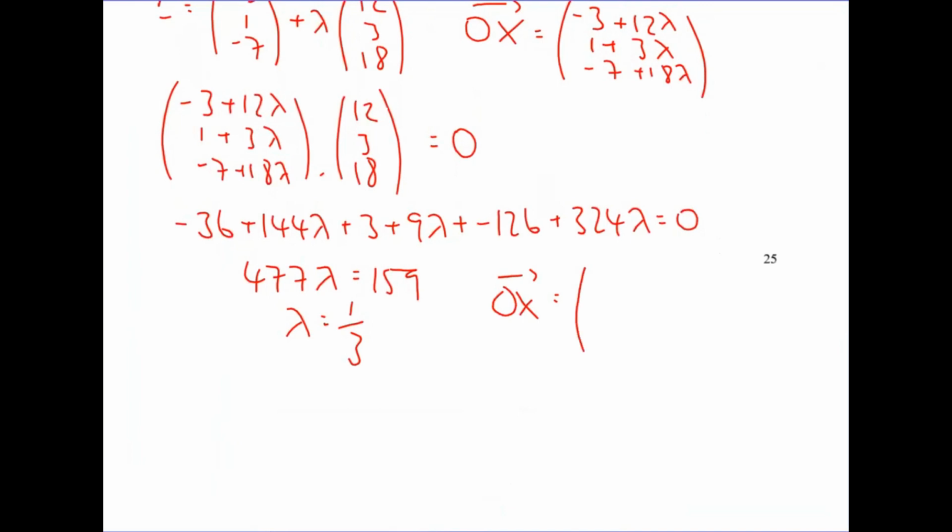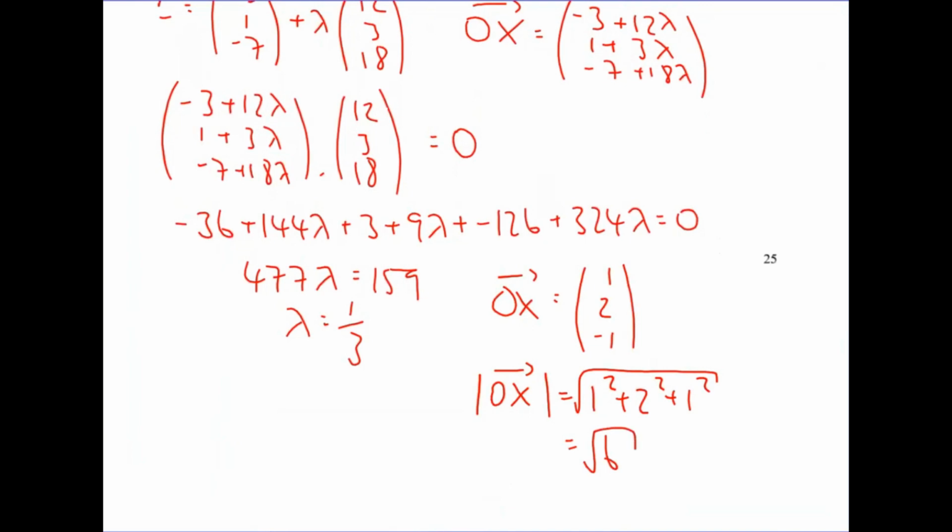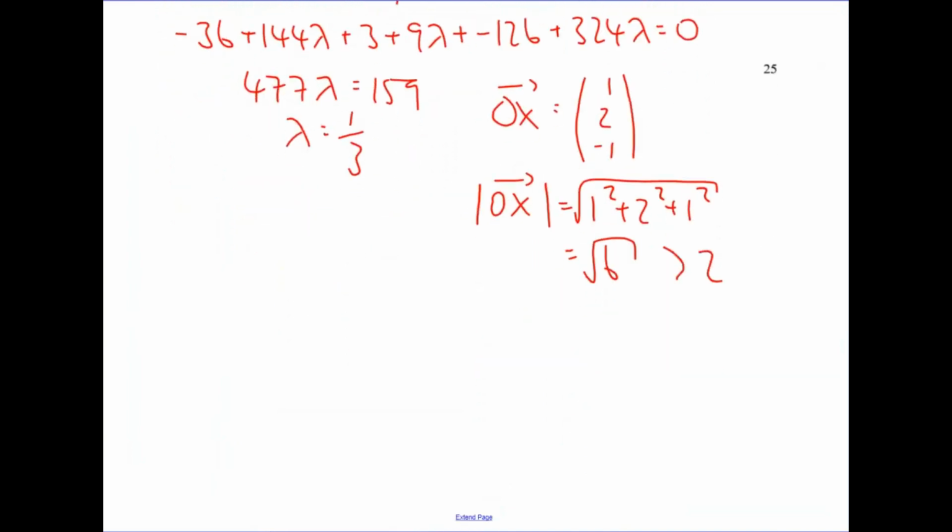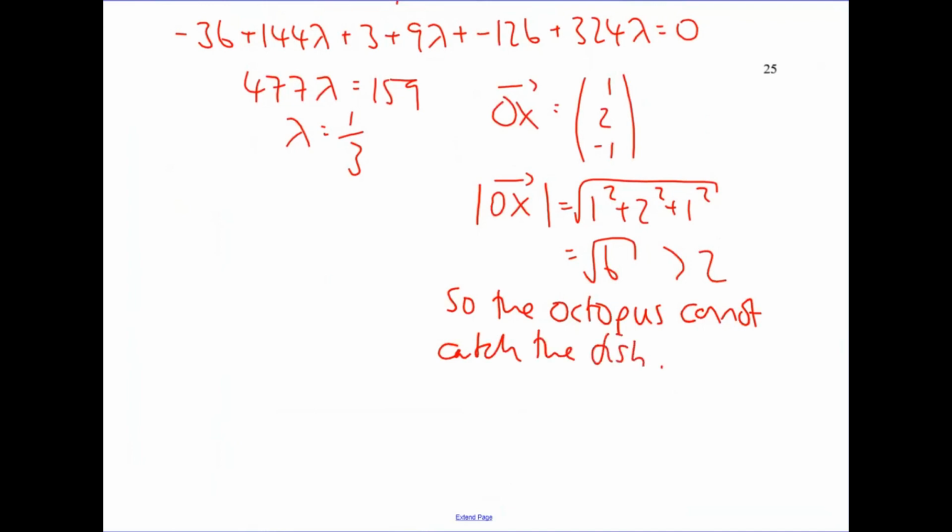So you put in a third into OX, you'll get (1, 2, -1). The length of OX then is 1 squared plus 2 squared plus 1 squared, square rooted, which is root 6. This is bigger than 2 because 2 squared is 4, so root 6 is bigger than 2. So the octopus cannot catch the fish. And you've got to write a sentence there.